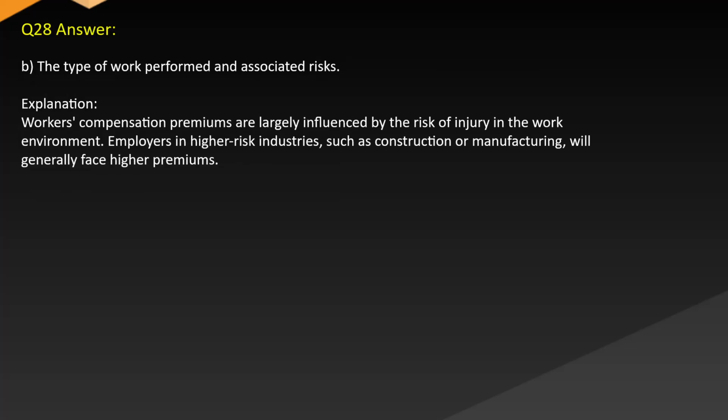Answer: B. The type of work performed and associated risks. Explanation: workers' compensation premiums are largely influenced by the risk of injury in the work environment. Employers in higher-risk industries such as construction or manufacturing will generally face higher premiums.